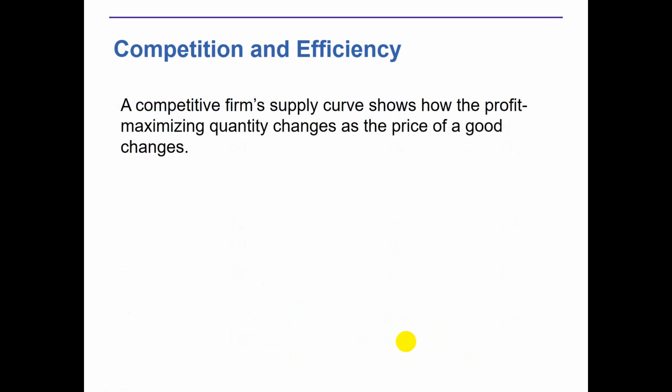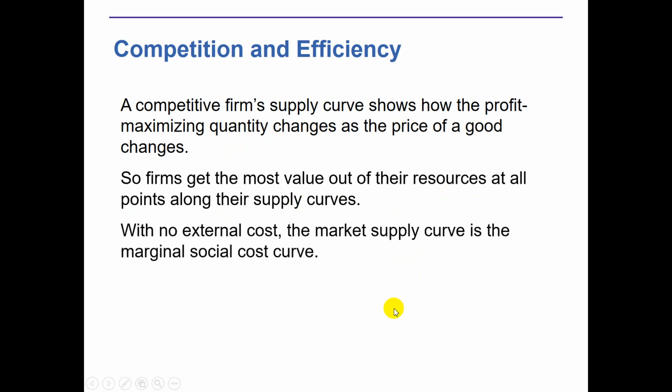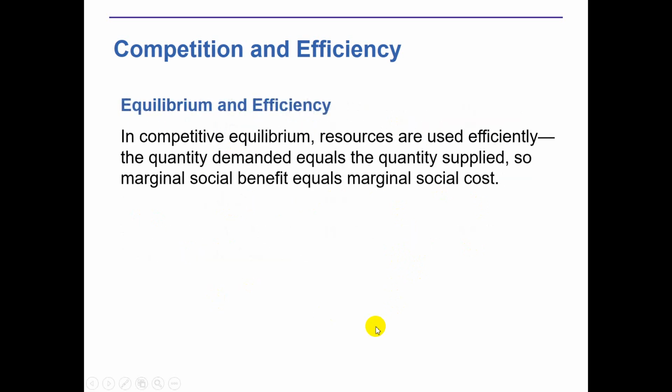In a competitive firm, the supply curve shows how the profit-maximizing quantity changes as the price of a good changes. So firms get the most value out of their resources at all points along their supply curve. In that case, with no external cost, the market supply curve is the marginal social cost curve. So what will be the equilibrium and efficiency in a competitive equilibrium? Resources are used efficiently. The quantity demanded equals the quantity supplied. So the marginal social benefit must be equal to the marginal social cost.